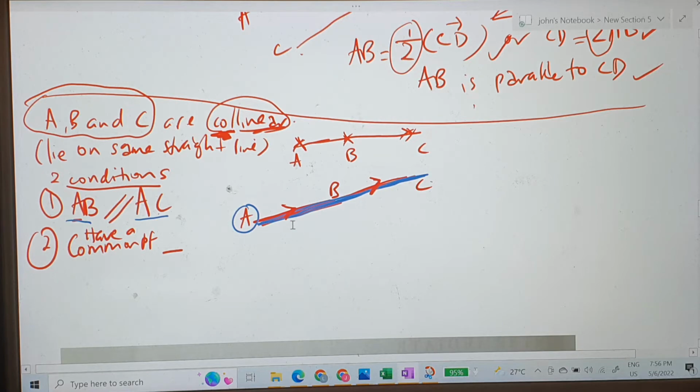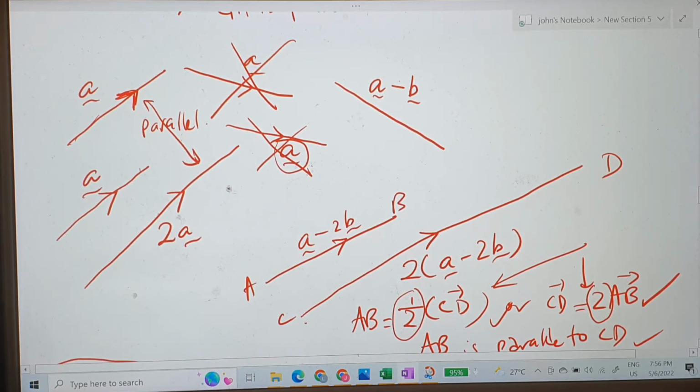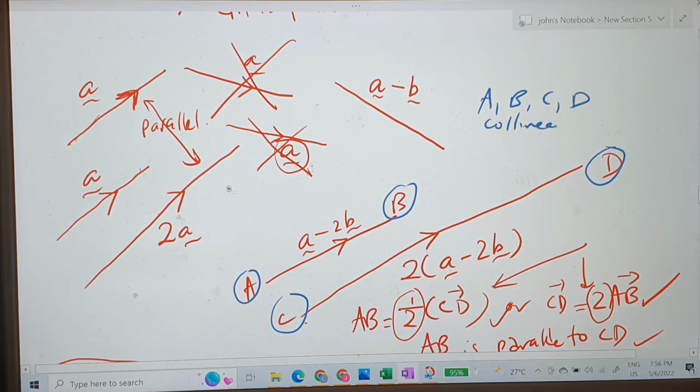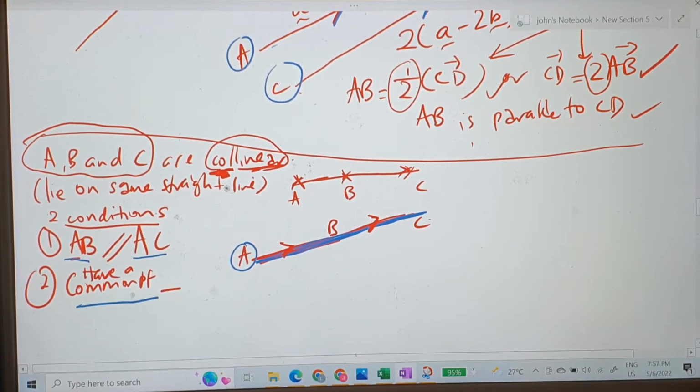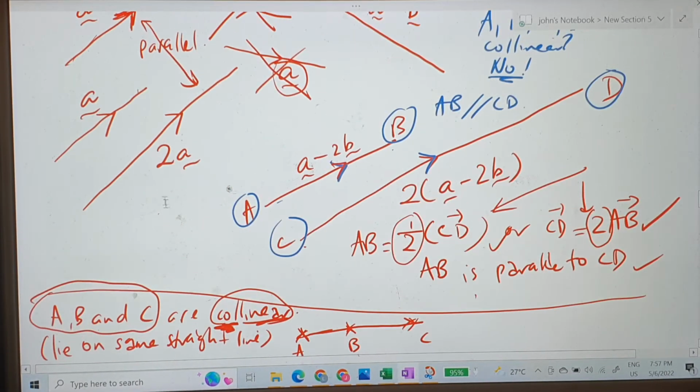Now contrast it with just now the example. Can I say that A, B, C, D are collinear? The answer of course is no. Why? Although AB, this line, is parallel to CD, correct, they are parallel, but they do not have a common point. And because they do not have a common point, they are not collinear. They are only parallel.